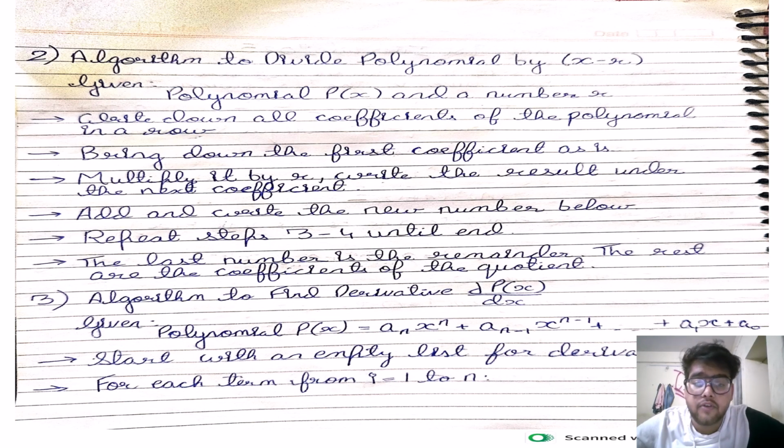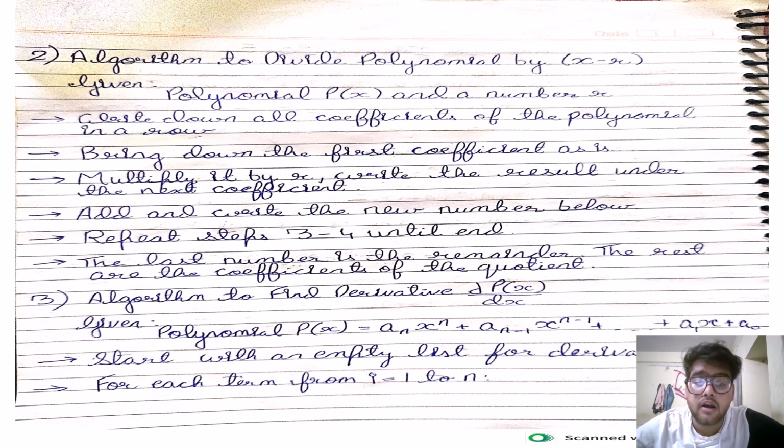Next, we will have the algorithm to divide a polynomial by x minus r. We are given the polynomial and a number r. Write down all coefficients of the polynomial in a row. Bring down the first coefficient as is. Multiply it by r. Write the result under the next coefficient. Add and write the new number below. Repeat steps 3 to 4 until the end. The last number is the remainder. The rest are the coefficients of the quotient.